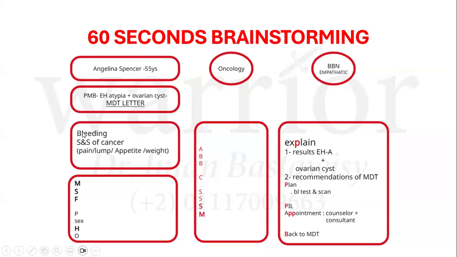Now, for the history of present illness, the main topic that I need to discuss is to do analysis about the bleeding and to ask her about signs and symptoms of cancer. So I'm just going to write bleeding and cancer. Here, I'm going to write only the letters, all right? And for the explanation, it's the result of the histopathology and the ultrasound. I'm going to explain the plan according to the multidisciplinary team.